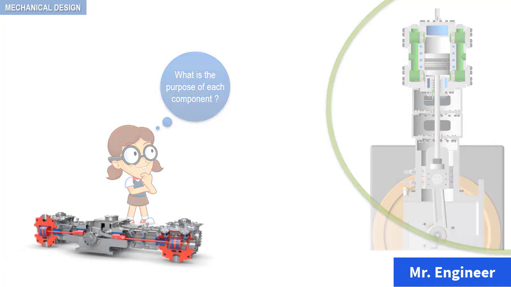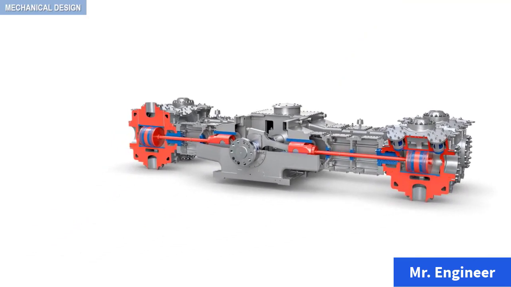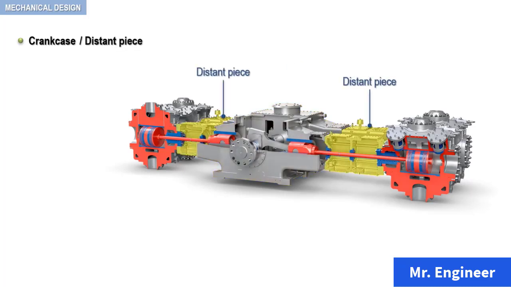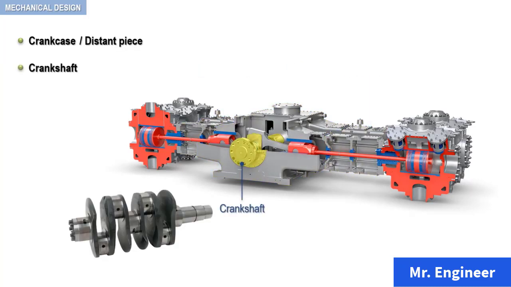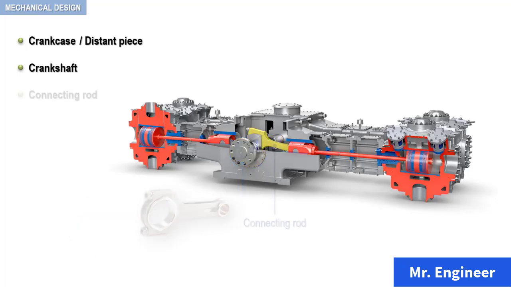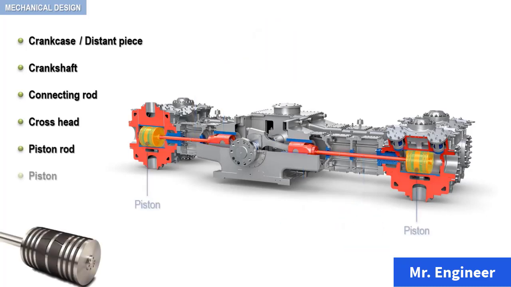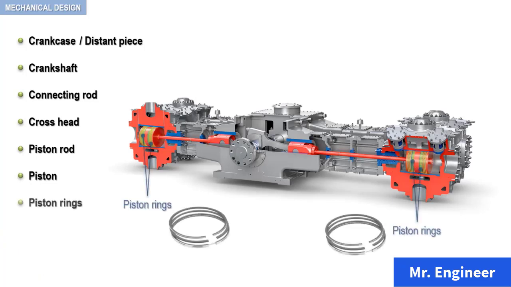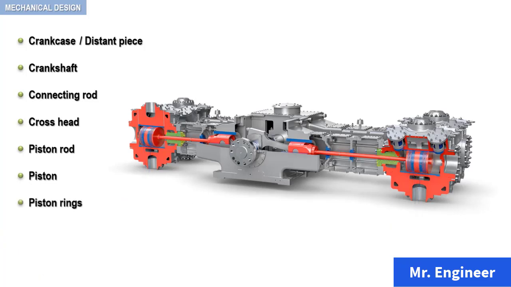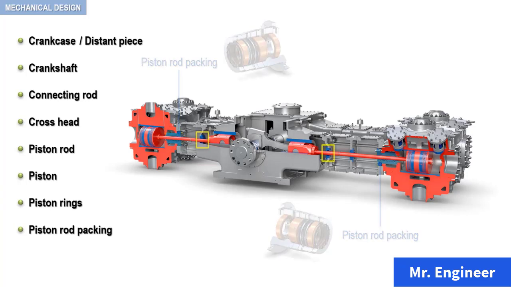Now, take a look at the following horizontal, multi-stage, double-acting reciprocating compressor. The mechanical components that we will cover in this section include the crankcase, the distance piece, the crankshaft, the connecting rod, the crosshead, the piston rod, the piston rings, the piston rod packing, and the wiper packing.